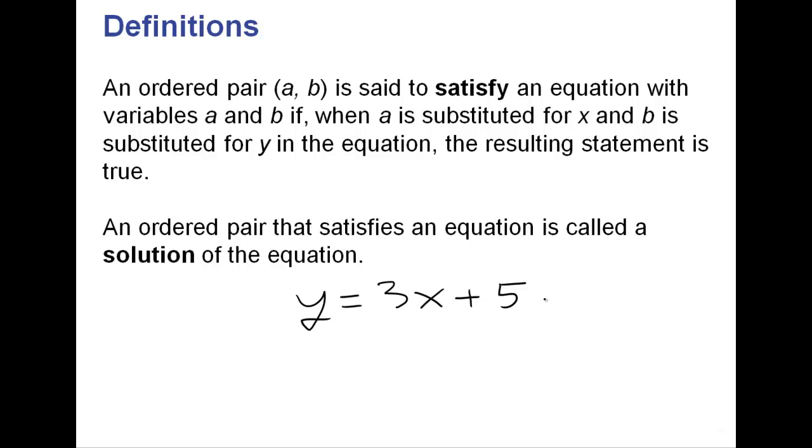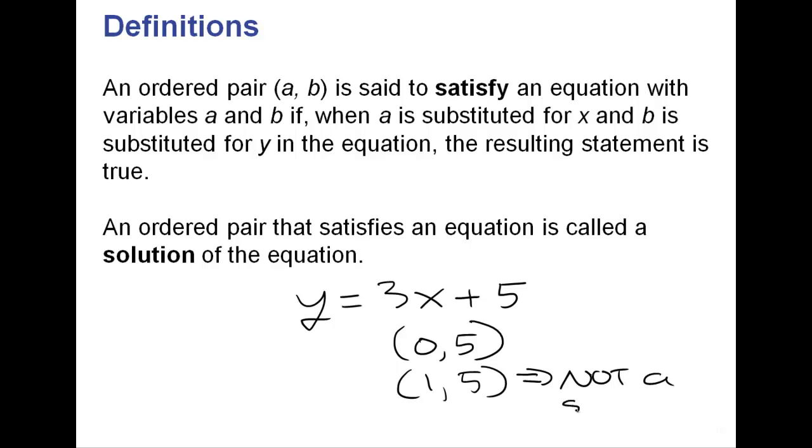One very simple one would be, how about 0, comma 5? Is 0, 5 a solution of that equation? Well, if you plug in 0 for x, you see that you get y equals 5, and 0, 5 works. Okay? What about 1, comma 5? Does that one work? You see that when you plug in 1 for x, you get 8 for y, and this one is not a solution.